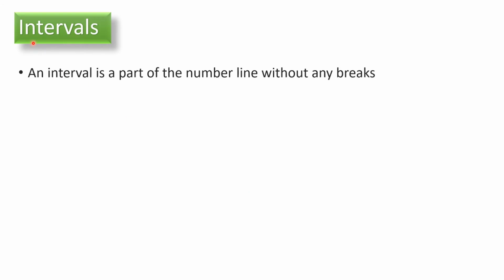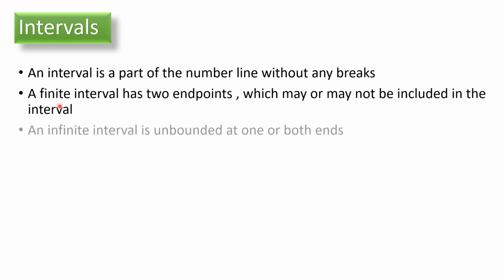Okay, for the intervals, the interval is a part of the number line without any breaks. A finite interval has two endpoints, which may or may not be included in the interval. An infinite interval is unbounded at one or both ends. Let's look at this inequality, 2 ≤ x. How do we turn it to an interval?